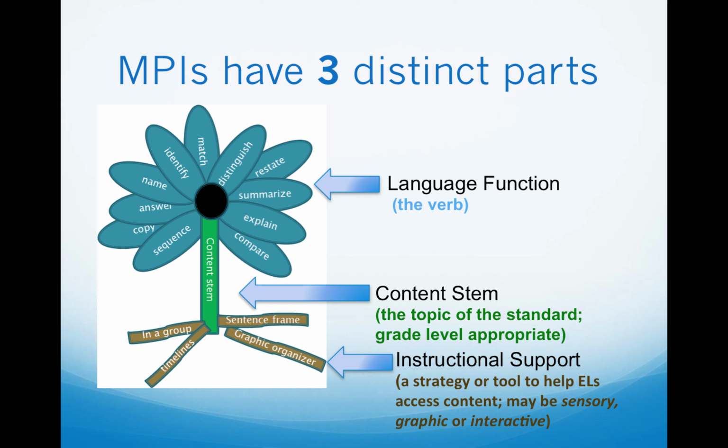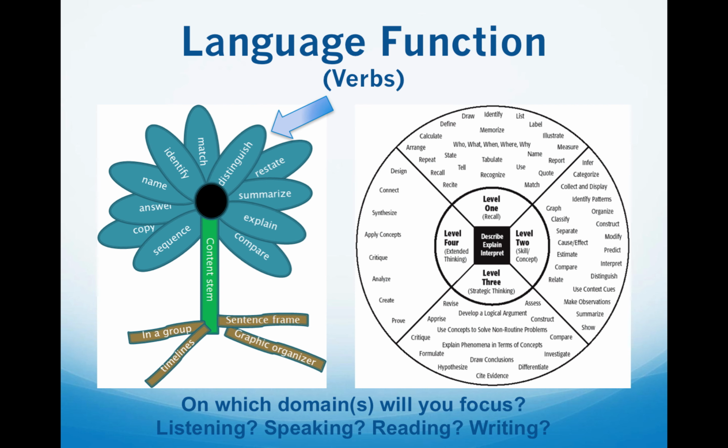The content stem is the topic. It's the subject, or the topic of the standard in which you're using, and it's grade level appropriate. And then you're going to provide instructional support or supports. It's the strategy or the tool that you're going to use to help the English learner access the content. It might be sensory, it might be graphic, it might be interactive. You are writing a language objective for the English learner.